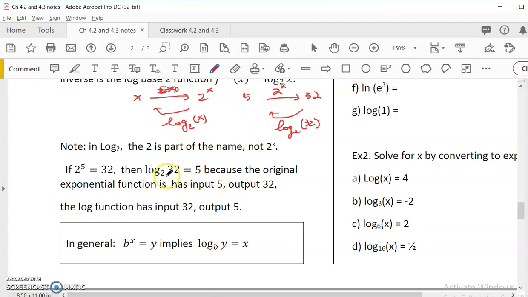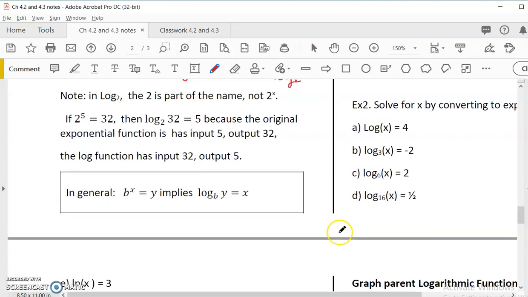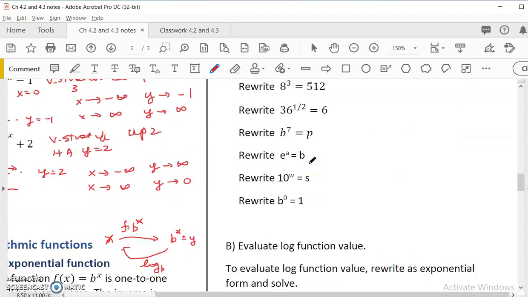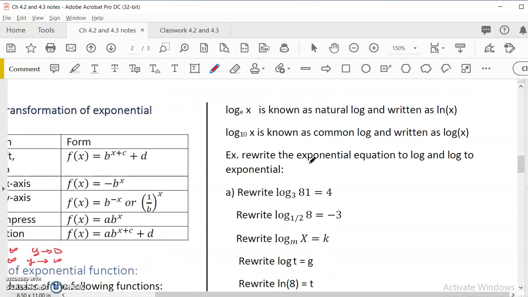Okay, so we will say log base 2 of 32 is equal to 5, because the original function has input 5, output 32. The log function has input 32, and the output is 5. So in general, we can have this kind of equation rewrite. If I write b to the x equals y, I can write log base b of y equals x.